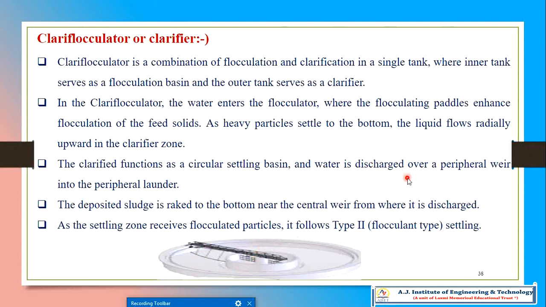Water is discharged over a peripheral weir into the peripheral launder. So that is what your weir loading is. The deposited sludge is raked at the bottom near the central weir, from where it is discharged. The settling zone in the clariflocculator is type 2 flocculating settling. Type 2 means what? We already discussed what type 2 is. So this is about your clariflocculator design.